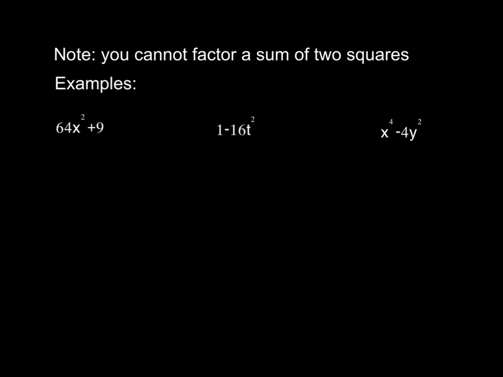Here are a few more examples. First, note you cannot factor a sum of two squares. So even though in this first example we know that 64 is a perfect square and we know that 9 is a perfect square, it's not the difference of two squares, so this does not factor.